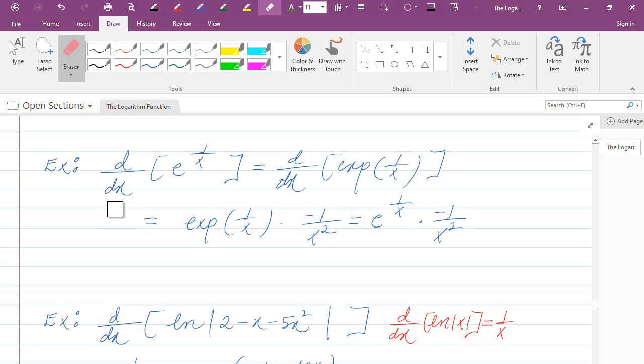Okay, what's the derivative of e to the 1 over x? I'm going to write that as exp of 1 over x. And so by the chain rule, what's the derivative? Well, the derivative of the outside function is itself, right? So we get exp of 1 over x multiplied by the derivative of 1 over x. And the derivative of 1 over x is negative 1 over x squared. So then exp of 1 over x, I'm going to again write it as e to the power 1 over x multiplied by negative 1 over x squared. So again, the derivative of 1 over x is negative 1 over x squared. You can check that on your own.